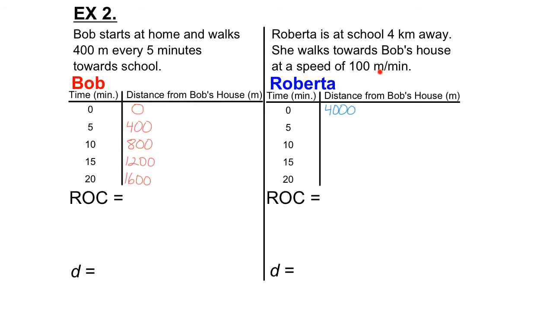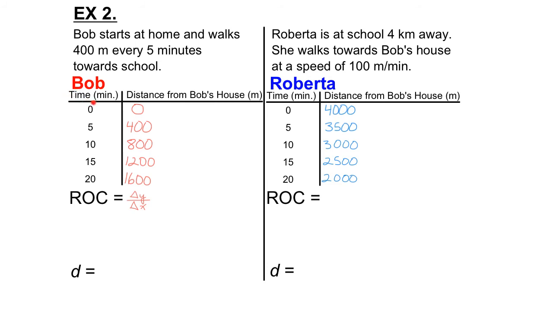So if she's traveling 100 meters each minute, how many meters would she travel in 5 minutes? Well, that'd be 500 meters. So 5 minutes later, she's going to be 500 meters closer to Bob's house. So her distance will be 3,500 meters. Okay, so every 5 minutes, she's 500 meters closer to Bob's house. So you can update the table of values. Okay, so for each person, we've developed a table of values comparing their time with their distance. And now we can calculate their rate of change. So we're going to use our formula for rate of change. It's the rise over the run, or change in y over change in x.